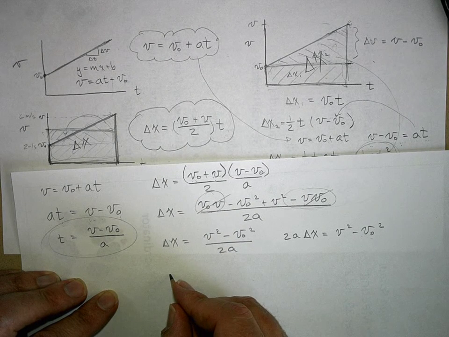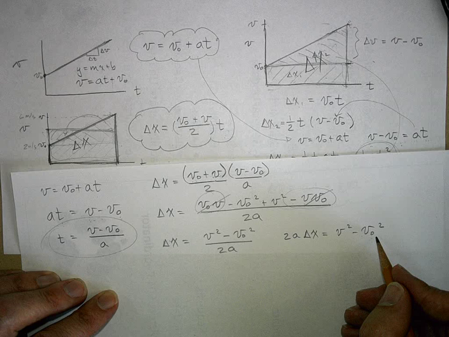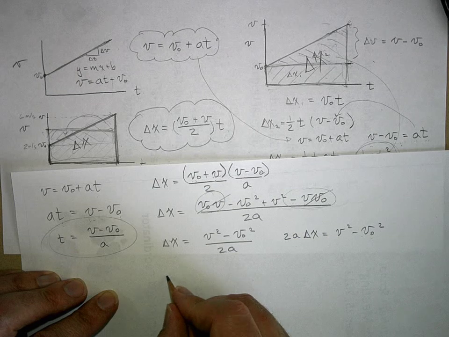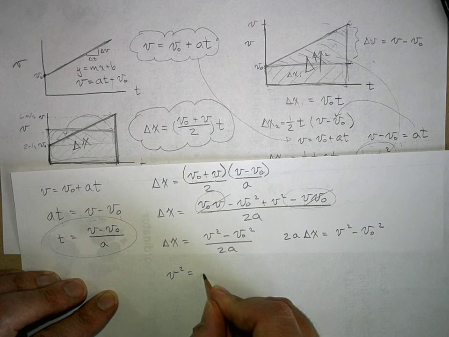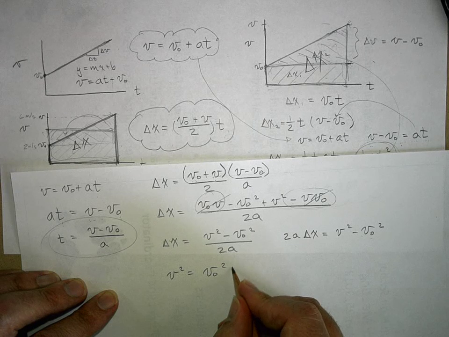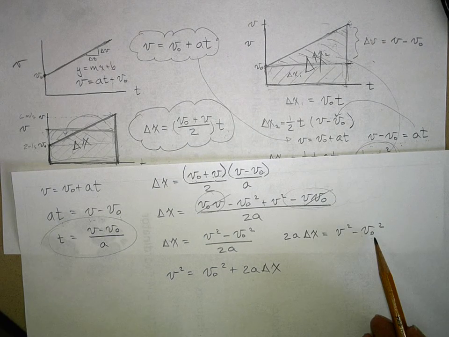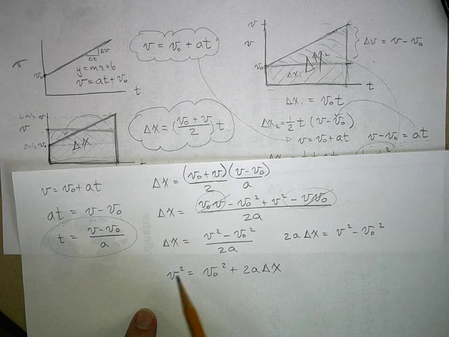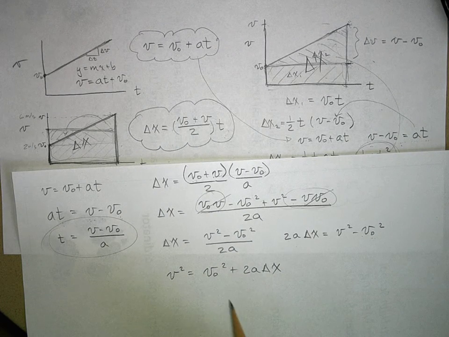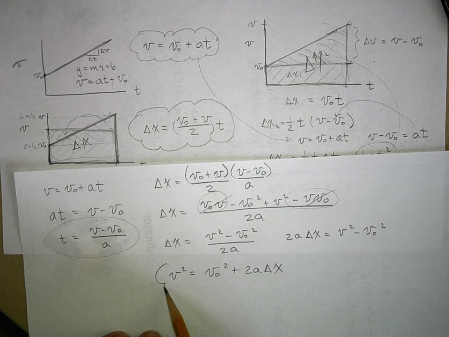If we add v naught squared to both sides, we get v squared equals v naught squared plus 2a delta x. Right? Add this over here, and then I just write the equation in opposite order. I get that. And that's my fourth kinematic equation.